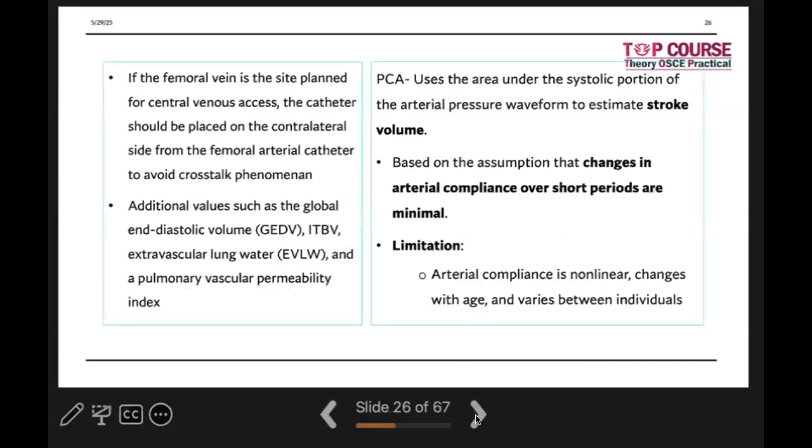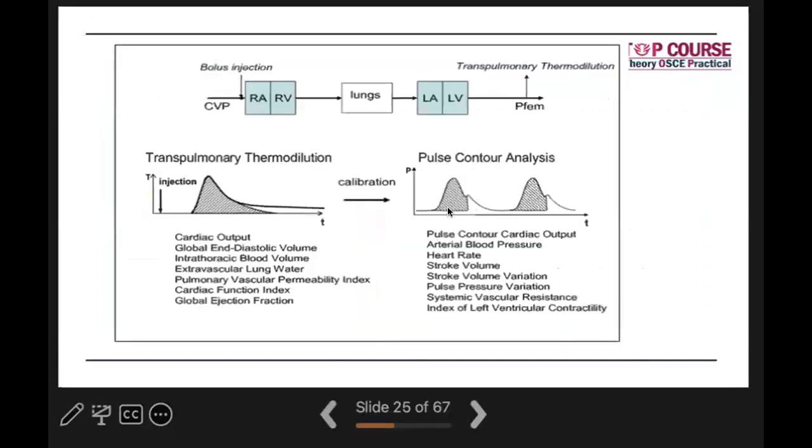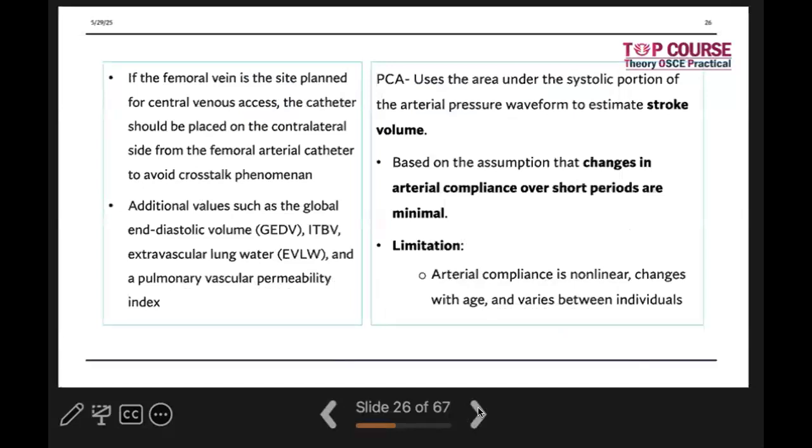So normally you keep the central line in the IJV and insert the arterial line either in the femoral, the brachial or the radial artery. But suppose a femoral vein is the site planned for central venous access because of any reason where you cannot use the IJV, you have to put the venous access on the side opposite to that of the arterial line, or else there will be a crosstalk phenomenon. Okay. And this pulse contour analysis uses a technique called the area under the systolic portion of the arterial pressure waveform. As you can see here, it uses that technique to estimate the stroke volume, and it assumes that the changes in arterial compliance over short periods are minimal.